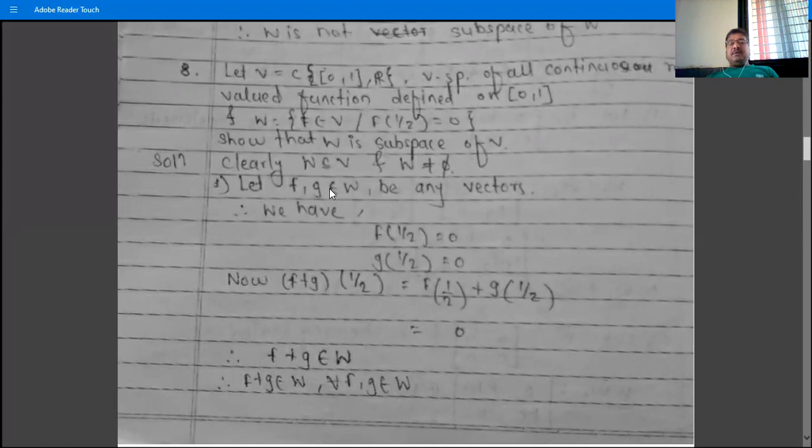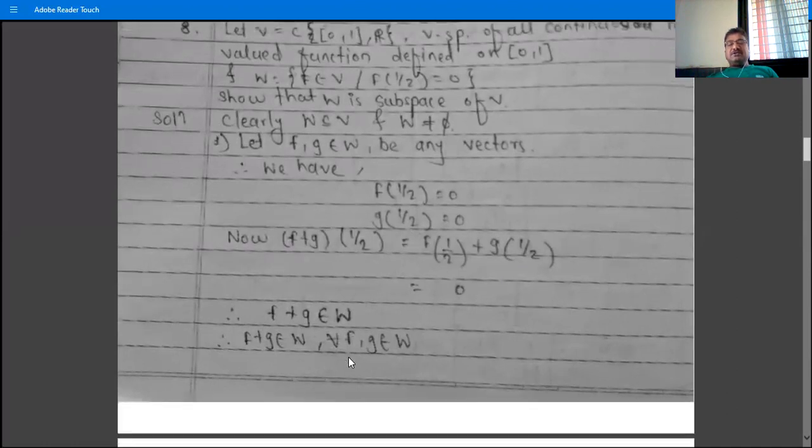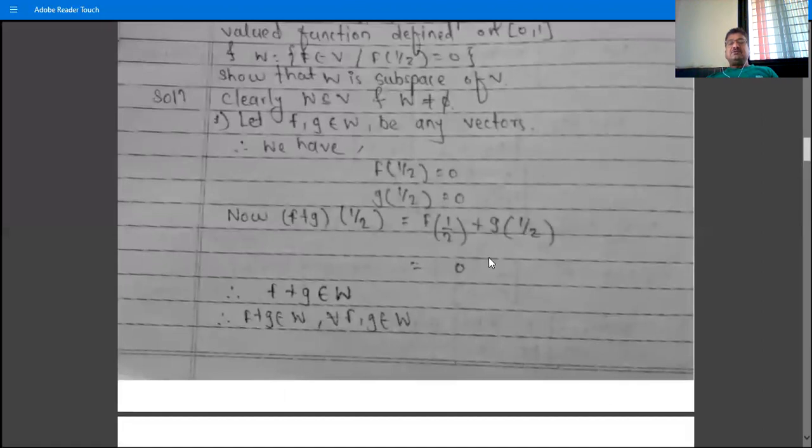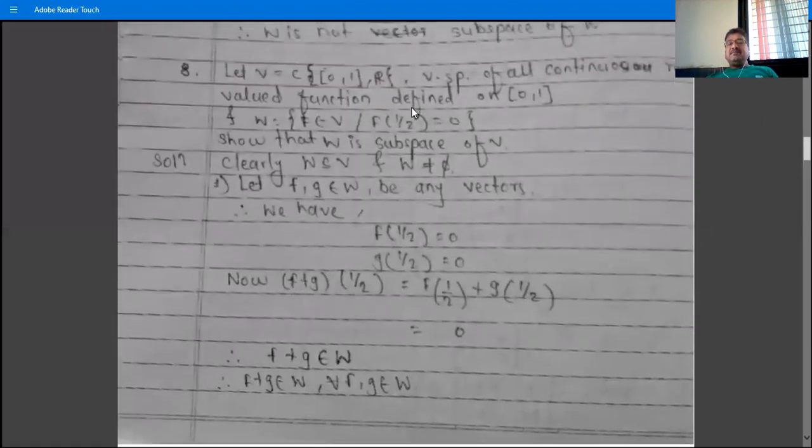Now we have to show F plus G belongs to W. If F plus G satisfies this condition, that is (F plus G) of 1/2 is 0, then we say F plus G belongs to W. So consider (F plus G) of 1/2, which is F of 1/2 plus G of 1/2. And F of 1/2 is 0, G of 1/2 is 0, and 0 plus 0 is 0. Therefore F plus G belongs to W, for all F and G belonging to W. This is the first condition.